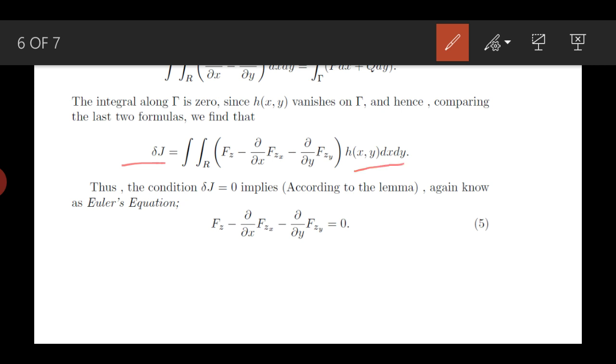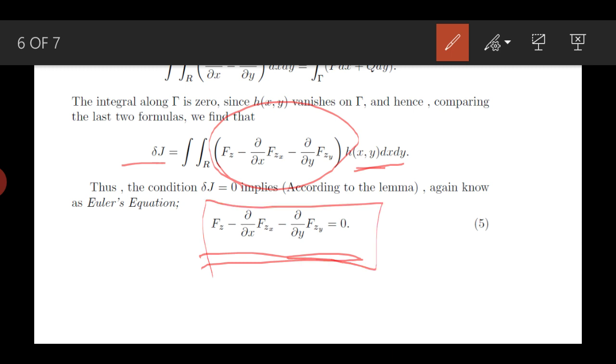And by Lemma 1 that we learned before, this says that this function must vanish for all values of h. So we again obtain the Euler equation, now for several variables, for two variables in this case. In this way we can prove the Euler equation for two variables. We can generalize the same argument for n variables, but we will not do that in this lesson, but in some other lesson.